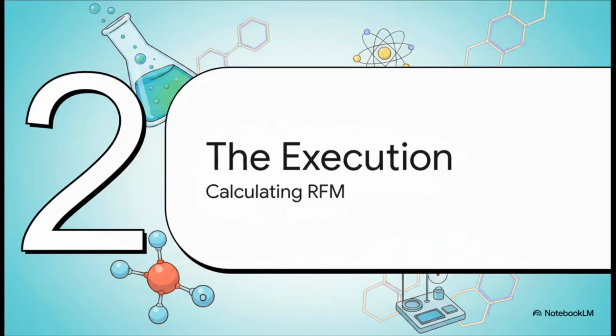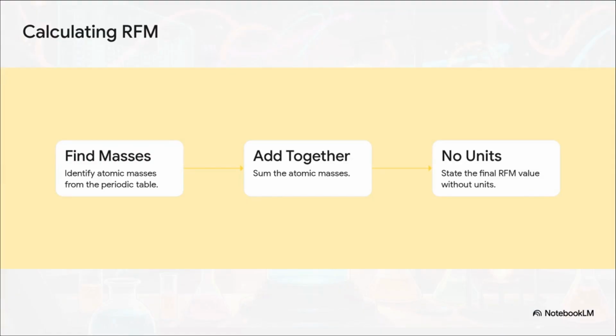Okay, moving to part 2, the execution phase. Let's calculate relative formula mass. Since we've got the ground rules down, let's see how to actually calculate this without losing easy points. Take sodium chloride. It's a beautifully simple process. First, just pull the atomic masses right off your periodic table. Sodium is 23, chlorine is 35.5. Second, you add them together.